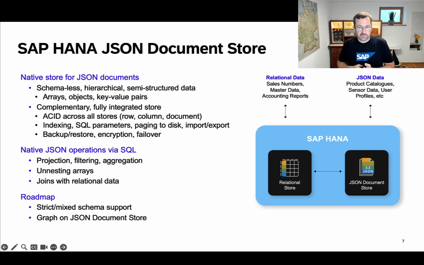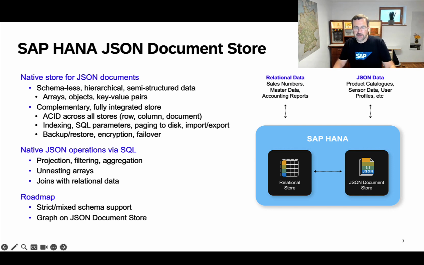In HANA SQL, you interact with the JSON Document Store and project, filter, and aggregate the data. Also, and this brings us back to our multi-model vision of unifying all data in SAP HANA, you can join documents with relational tables within one transactional domain.